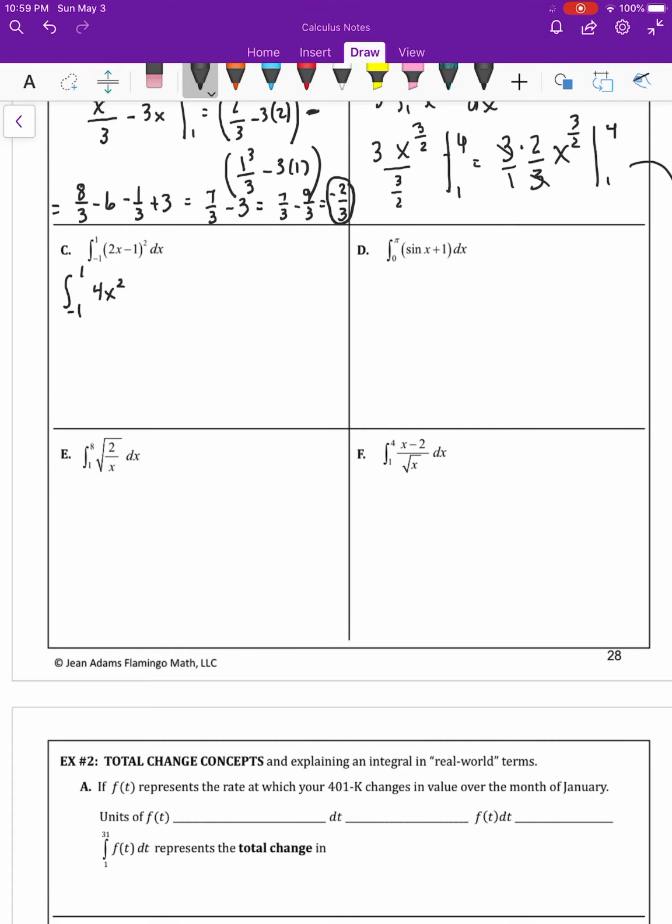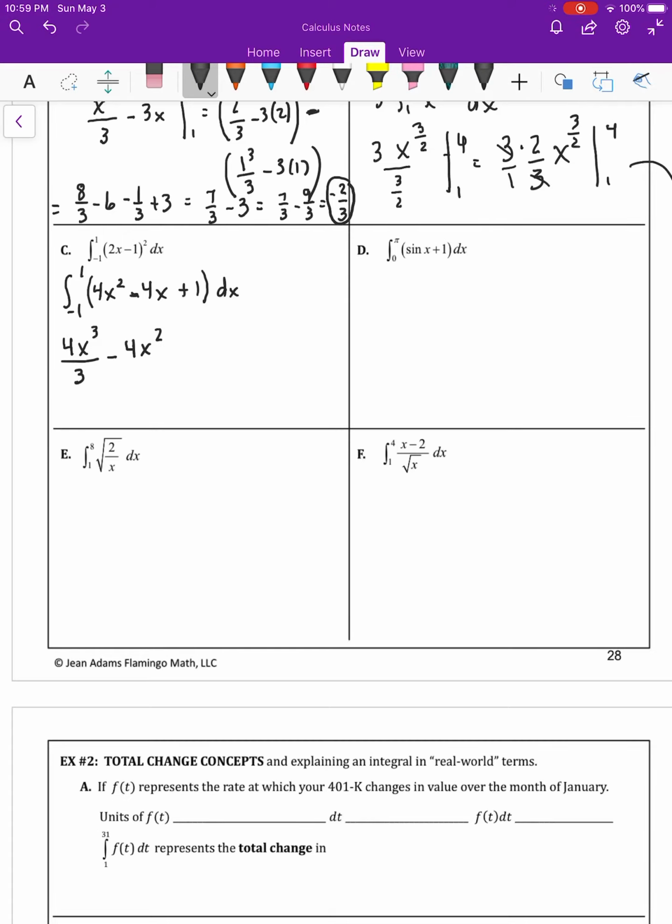Since we don't really know how to integrate a function where it's 2x minus 1 to the 2nd power, we're going to go ahead and multiply that out, and we're going to get 4x squared minus, I got a minus 2x and a minus 2x, which will give me a minus 4x plus 1 dx. So that's what we're going to start out with.